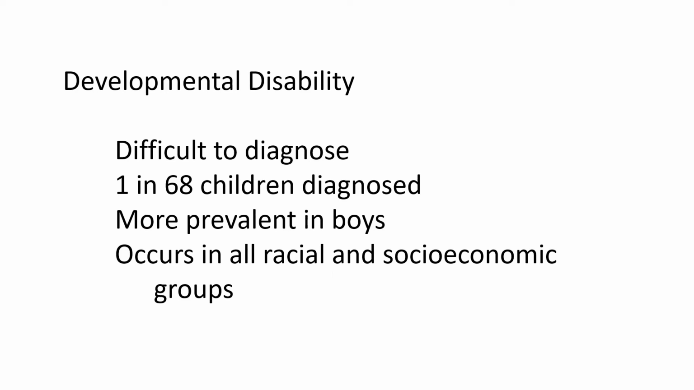Autism is a developmental disability that is very difficult to diagnose and may go undiagnosed for years. According to Celia et al., 2016, the CDC states that 1 in 68 children are diagnosed with ASD, or autism spectrum disorder, and it is more prevalent in boys than in girls and can occur in all racial and socioeconomic groups. There are no outward signs that a patient is suffering from autism, and the symptoms may be attributed to other conditions.